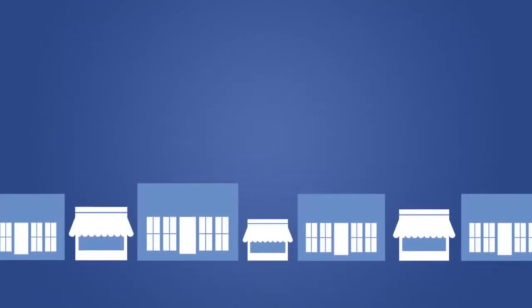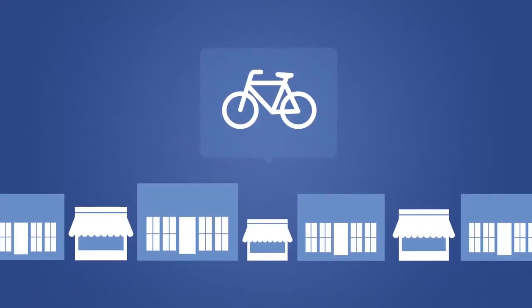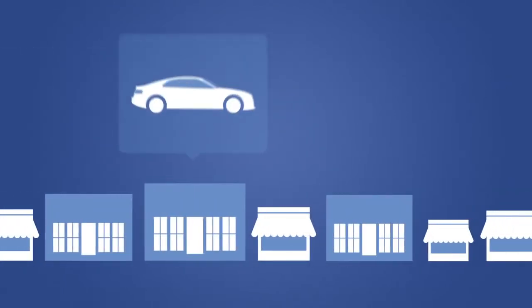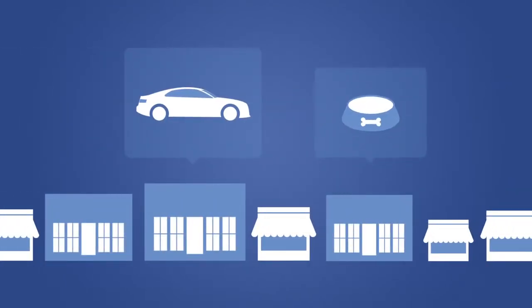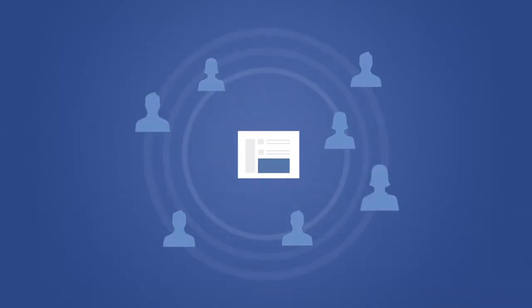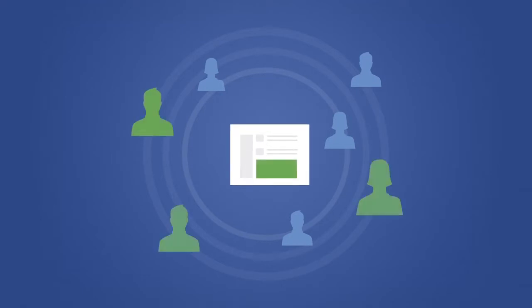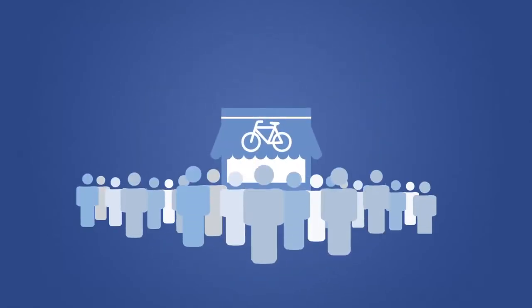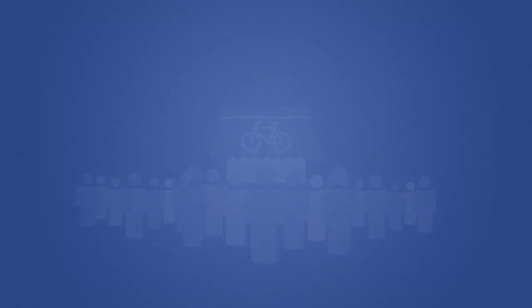And using partner categories, we can help you understand what people like to do off Facebook too, like if they want to buy a car or shop for premium pet food. Your audience can be narrow or broad. It's all about who you want to reach. When your ad runs, only the people with the traits you picked will see it. This makes Facebook a really efficient way to reach new customers and grow your business.